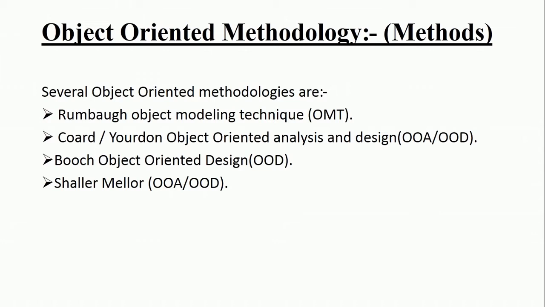So what are the objectives of the object-oriented methodologies? The third is Booch object-oriented design, and the fourth one is Schlaer-Mellor. So what are the objectives? The objective is to encourage greater reuse, to produce a more detailed specification of the system constraints, and to have fewer problems with validation. These are the objectives.